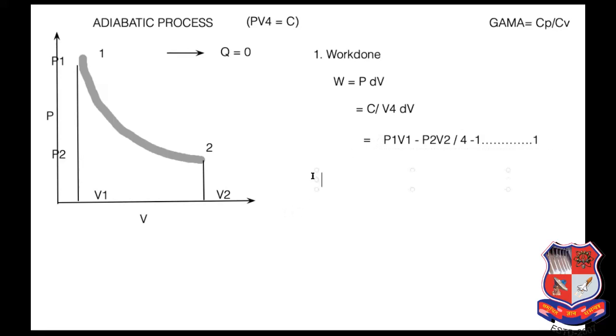Now the most important thing is that it is like the isothermal process. In the isothermal process, there is 1 upon V, so the integral of 1 upon V is log V. But here it is 1 upon V raised to some power, so it is not a log. It is V raised to minus gamma plus 1 divided by minus gamma plus 1.